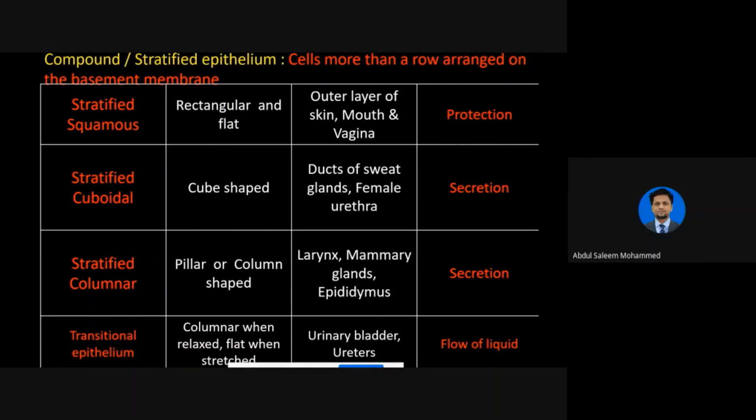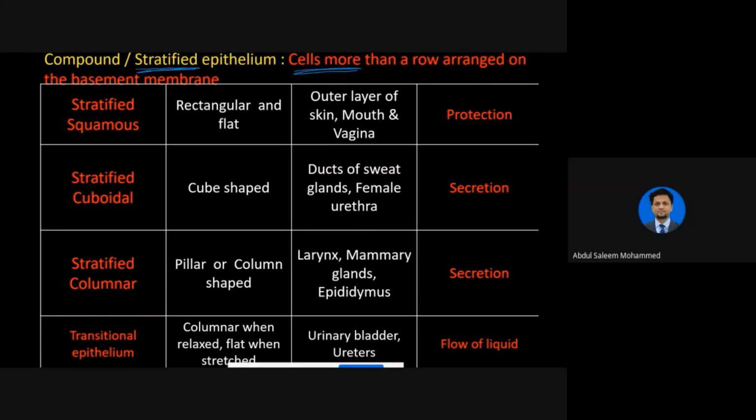Now coming to the compound or stratified epithelium. And you know that this epithelium is differentiated from the simple epithelium by the number of cells arranged on the basement membrane. So here the cells are arranged in rows. The number of rows of cells is more compared to the simple epithelium. In simple, it is only one row, whereas here it is more than one row of cells arranged on the basement membrane. That is the reason why the tissue is called stratified. Stratified means complex. It means compound.